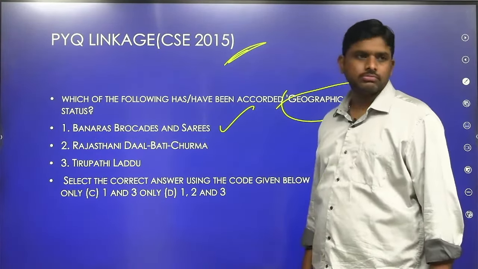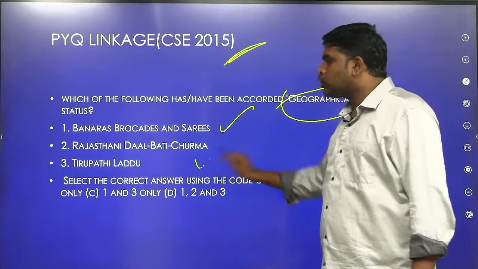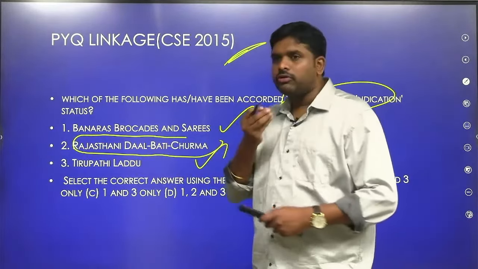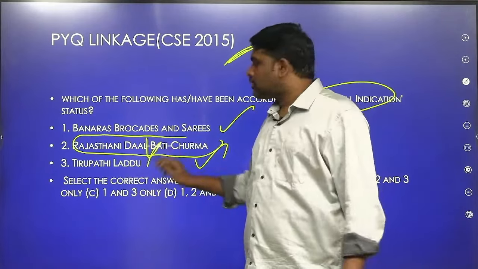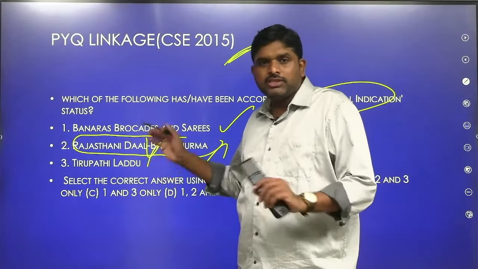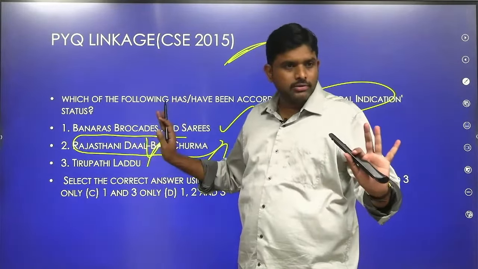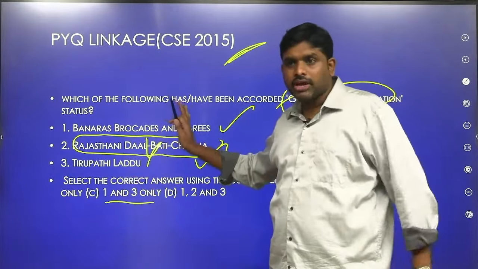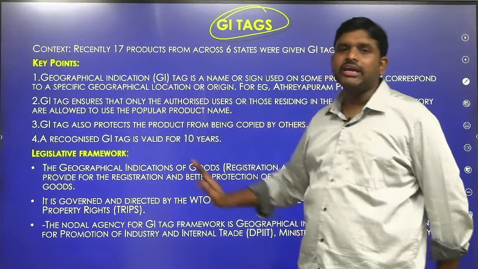Banaras sarees, true, they got it. Tirupati laddu, they got it. Rajasthani dal bhati churma food, it didn't get it. I'm not talking about which got and which didn't. So there was a question on geographical indication. So the answer is 1 and 3 only. But we are not here for this. So what is geographical indication?